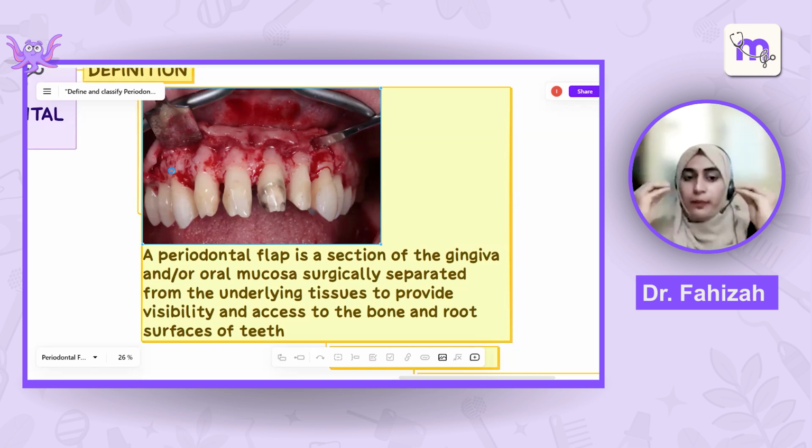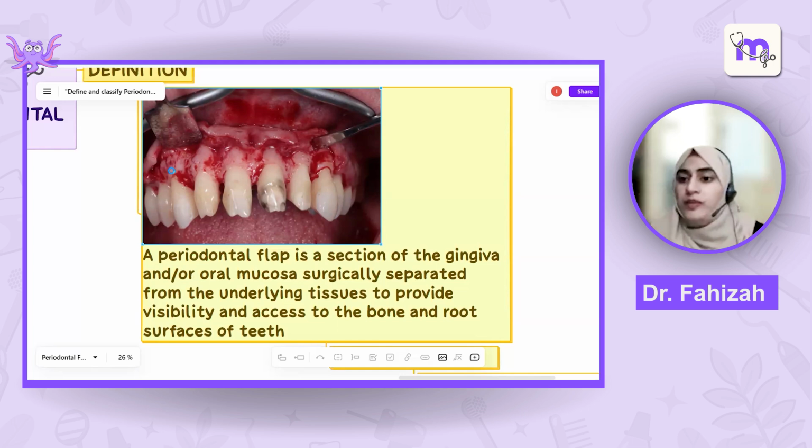Now, why is it done? Basic idea is to get access. When the tissue is covered, you've taken an X-ray and you know there is a defect over there. But how do we get access to that area? That's why we elevate that area, like open up the flap.